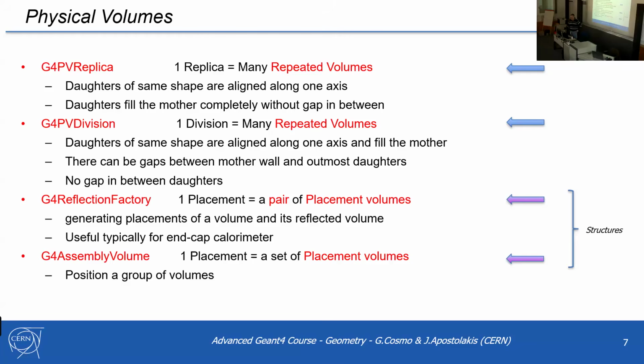We will also see today two kinds of special structure, called the reflection factory and assembly volume, that allow you to reflect a complete tree of volumes, or bring together, group together a set of volumes that you can then position in space several times.